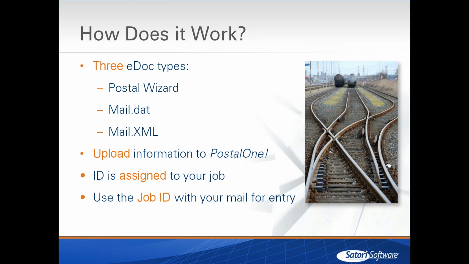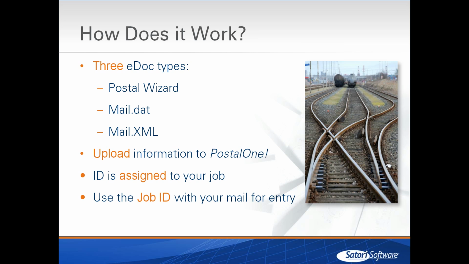So let's talk a little bit about the different ways that you can satisfy the electronic documentation requirement. There are 3 different types of electronic documentation that the post office accepts. There's a system called the Postal Wizard, which is basically a website where you're going to be typing in all that information from your postage statement. You can use Mail.dat, and Mail.dat is a database that contains all the information about your mailing. Or you can use Mail.xml, and Mail.xml is a messaging system that just sends over the pertinent information about your mailing.